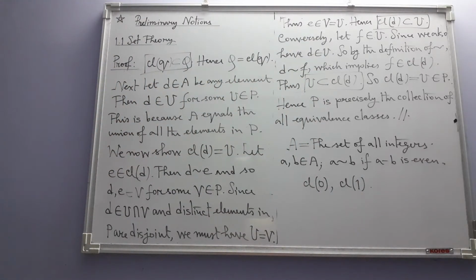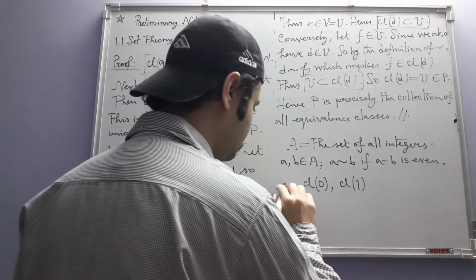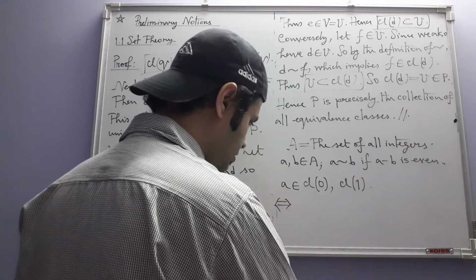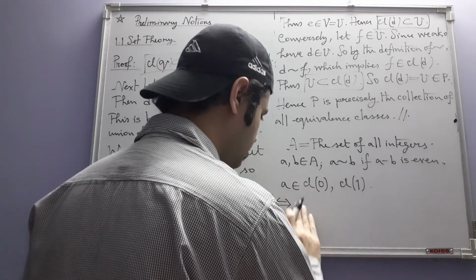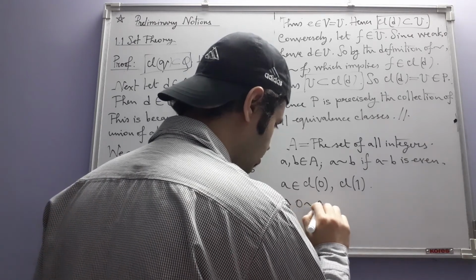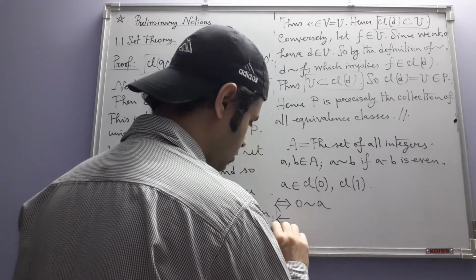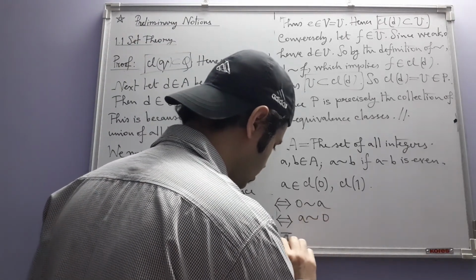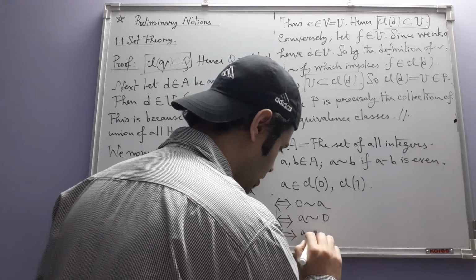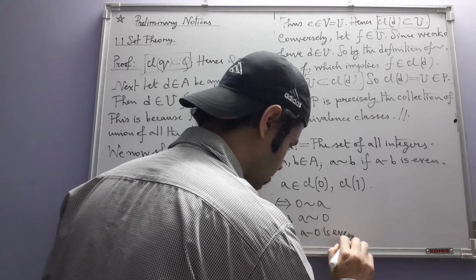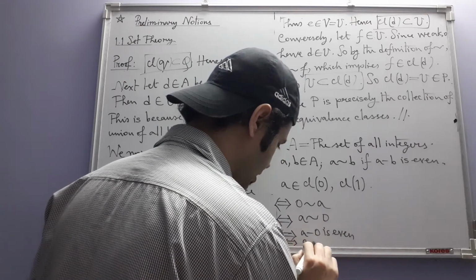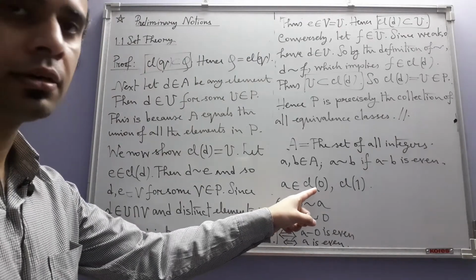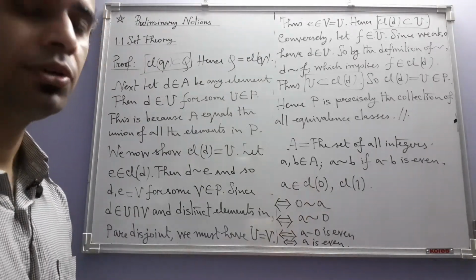What type of elements are there in class of 0? You see, if I take A in class of 0, that is equivalent to 0 is related to A, or since our relation is an equivalence relation, A is related to 0 if and only if A minus 0 is even, if and only if A is even. So every integer in class of 0 is an even integer.